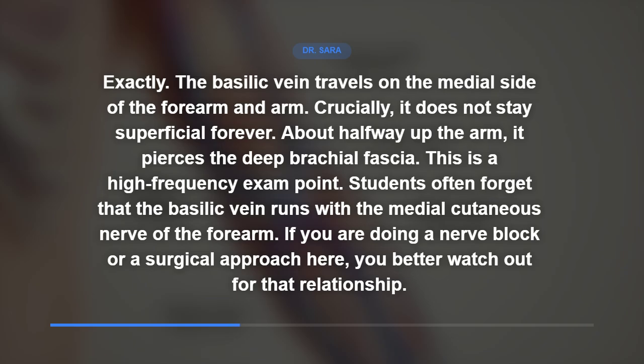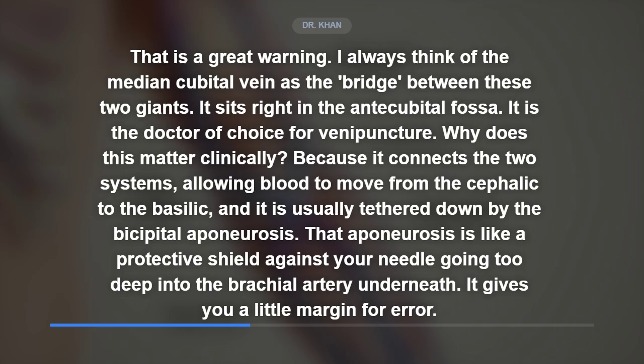Students often forget that the basilic vein runs with the medial cutaneous nerve of the forearm. If you are doing a nerve block or a surgical approach here, you better watch out for that relationship. That is a great warning.